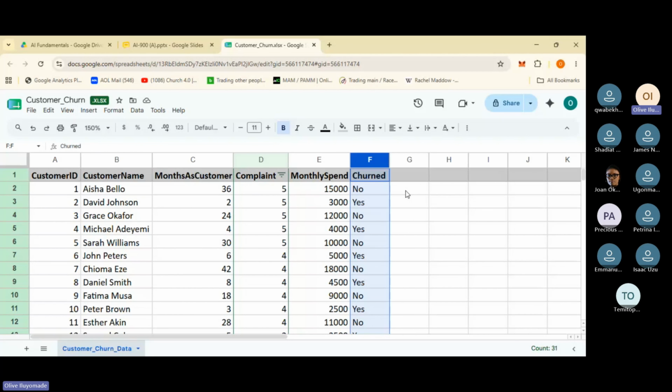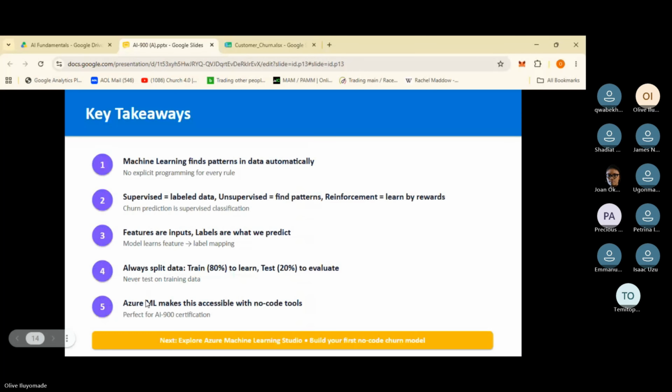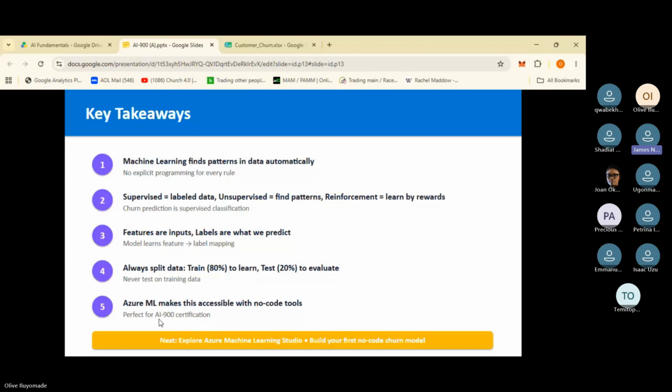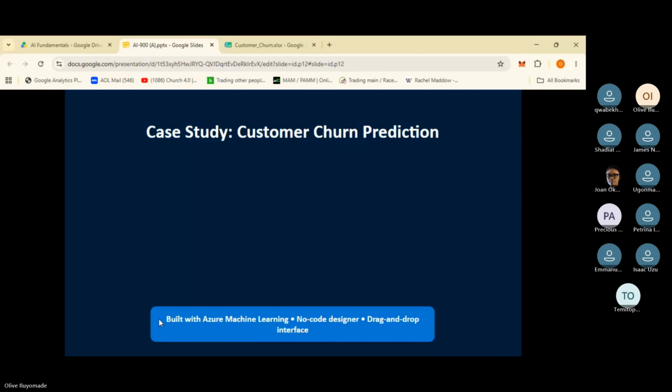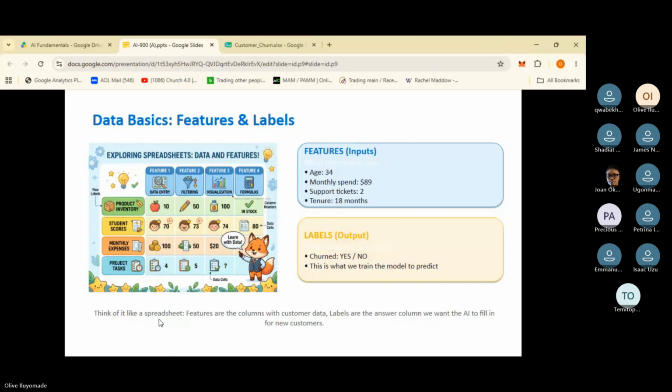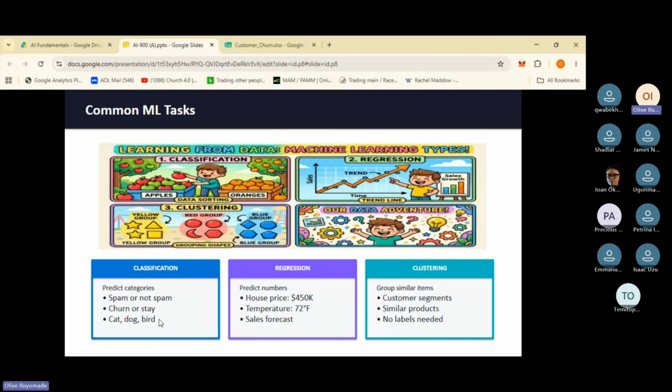Okay, who remembers the third one? Who remembers the third one? Nobody. Reinforcement. No. Okay. Can you see my screen? Yes, we can. Clustering. Thank you. Okay. Classification, regression, clustering.